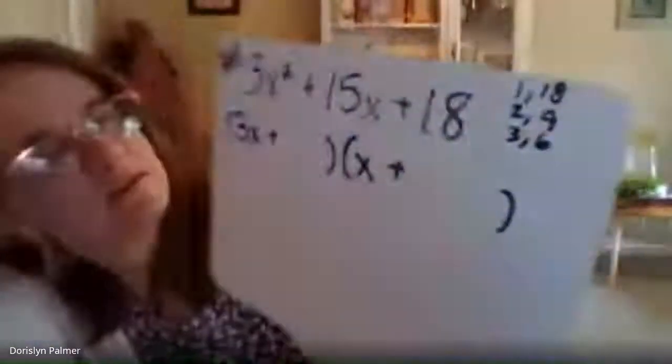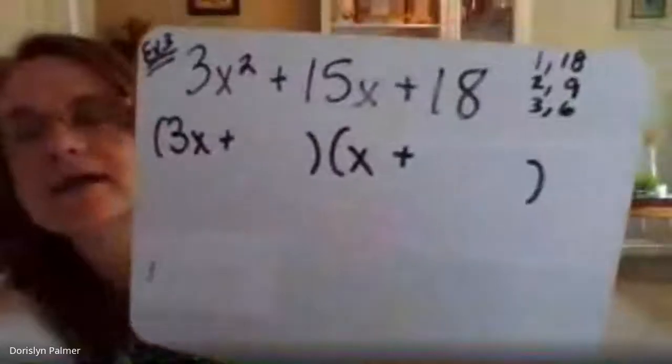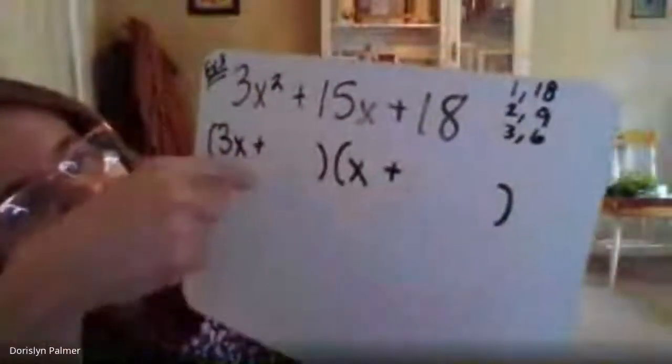Okay. Abby, tell me all the factors of 18 that I could try. You could do 1 and 18, 2 and 9, 3 and 6. Good. All right, 1 and 18, 2 and 9, 3 and 6. And it's just trial and error. So I got to figure out what would work. Abby, do you know what would work? Go ahead. Yeah, 3 and 6.